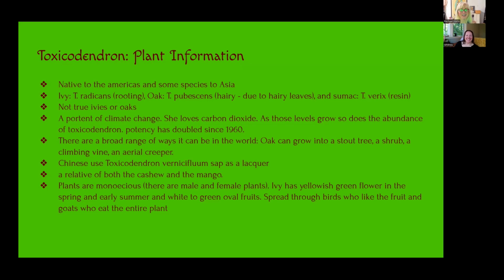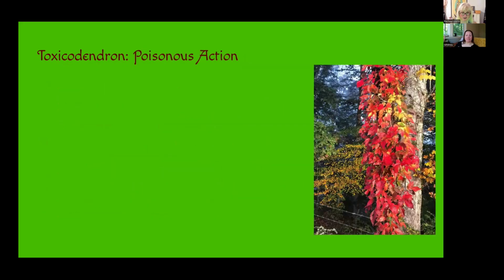They poop them out in other places. Exactly. So the milky juice can be an indelible ink for marking linen, but take care. What's indelible? It means it's permanent. Nice. So, poisonous action.